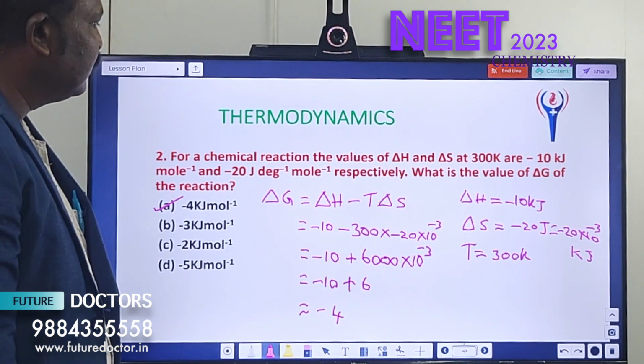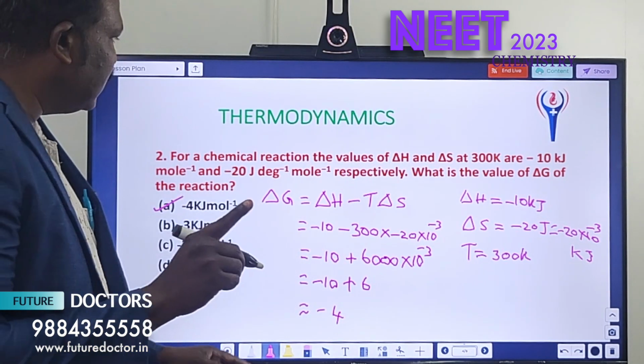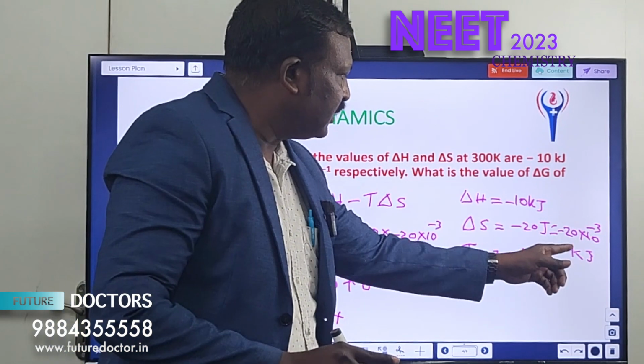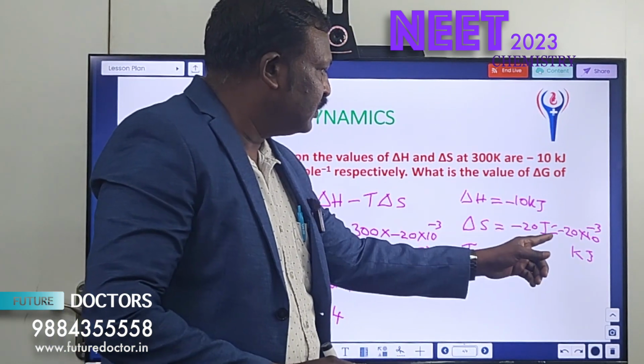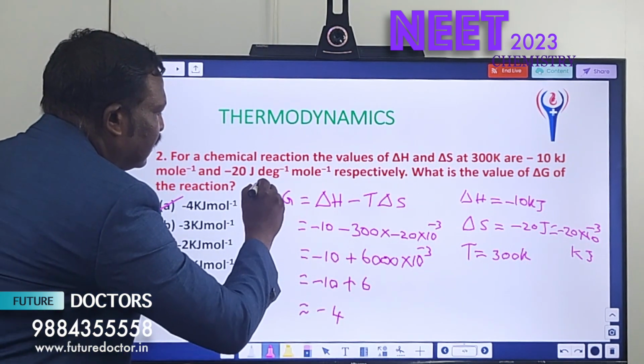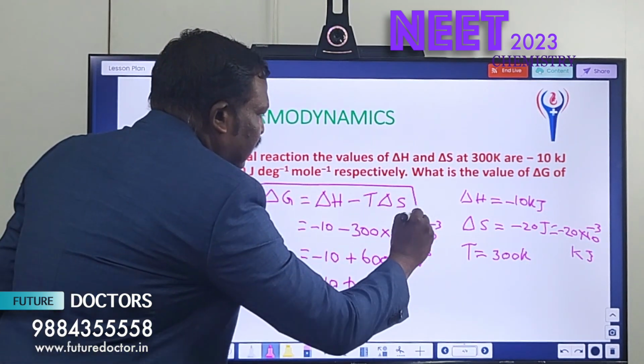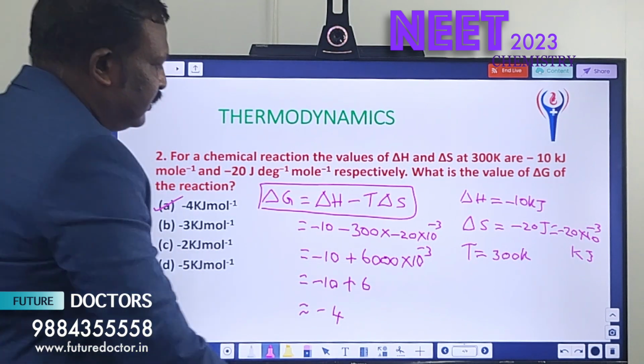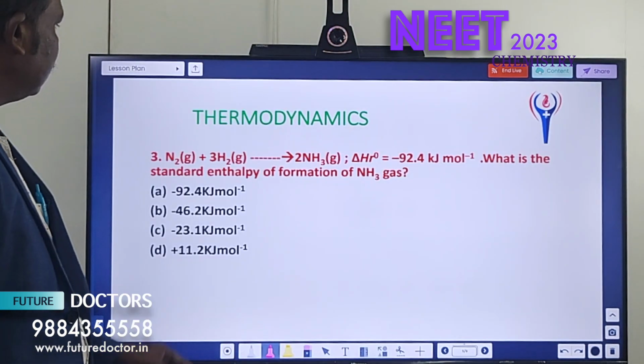Are you following? Only one thing you have to remember: both should be in the same quantity or not. One is kilojoule, one is joule, so it should be in the same unit. That one you should see. Then you should remember the formula. If you know this, you can use it to solve the sums. Understood? Next one, model sums we have.